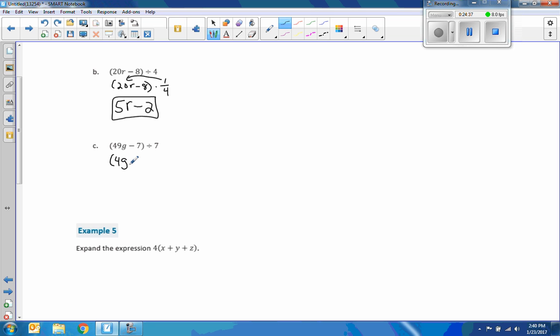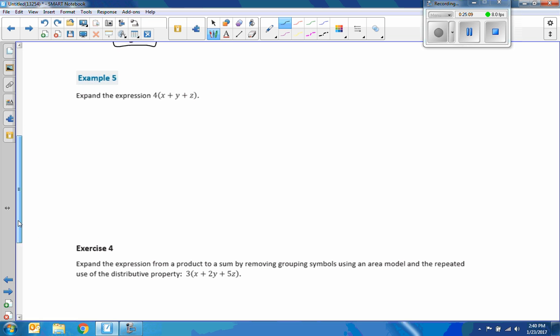49g minus 7 times the reciprocal of 7. Distribute. 49 times 1/7 is the same as 49 divided by 7, which is 7. G, negative times a positive is negative. 7 divided by 7. 7.